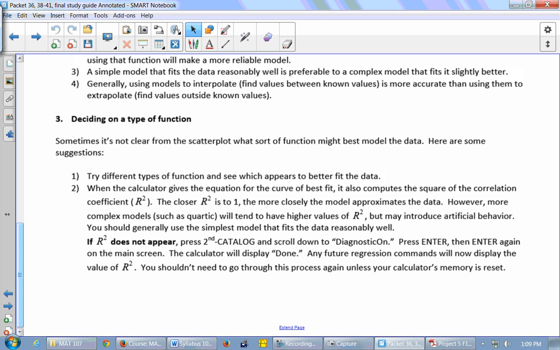When you're deciding on a type of function to use for modeling, it's not always clear from the scatter plot what sort of function might best fit the data. So some suggestions: try a couple of different ones. Just have your calculator do the regression for a couple of different models. You'll probably be able to narrow it down to at least 2 or 3. Then do all of them. Do all of the ones that you think might work, and then use the correlation coefficient to help you choose. And like I said before, if your R squared only changes a little tiny bit, you can go with the simpler model.